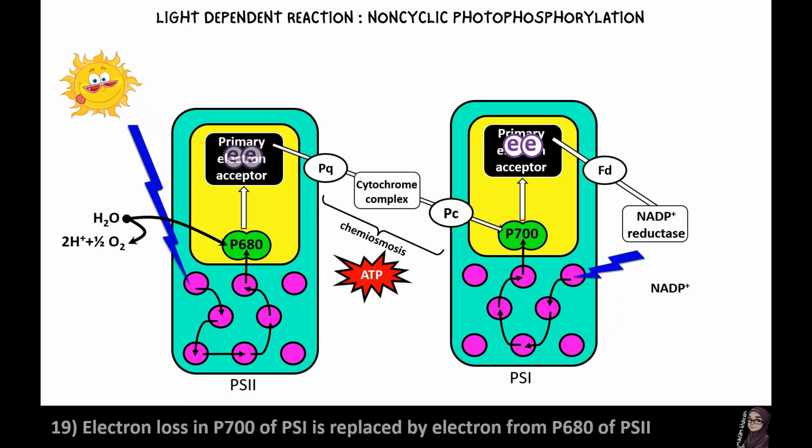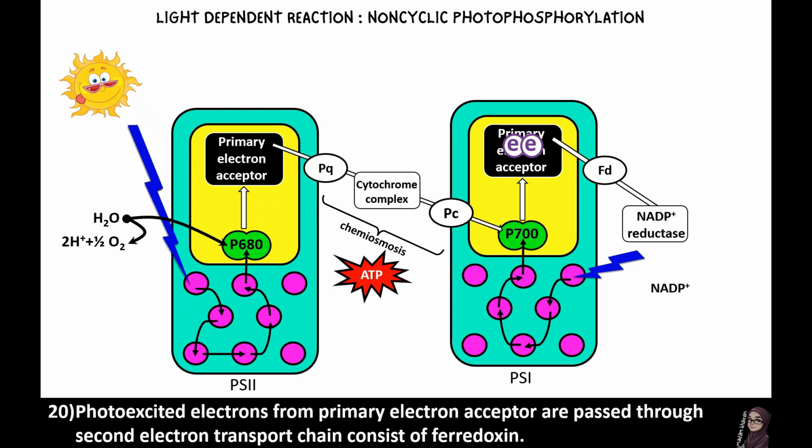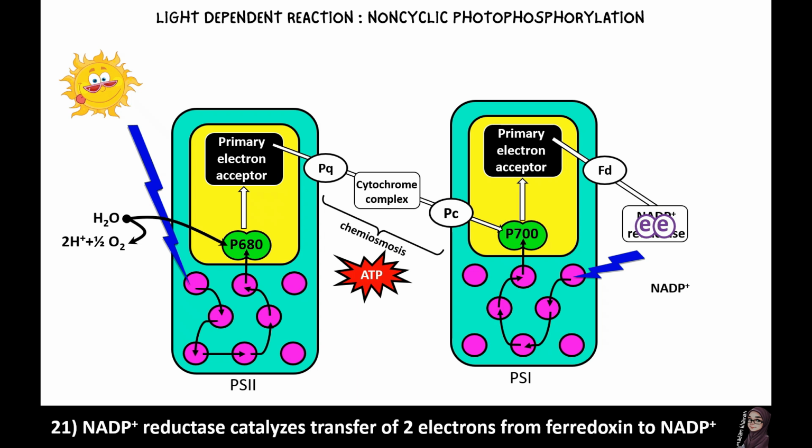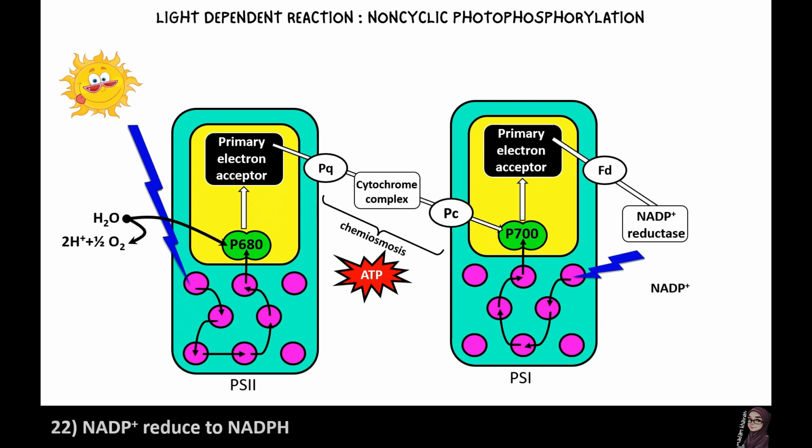The electron loss in P700 of PS1 is replaced by electrons that come from P680 of PS2 through the first electron transport chain. Then, the photoexcited electrons from the primary electron acceptor are passed through a second electron transport chain consisting of ferredoxin. Finally, the enzyme NAD+ reductase catalyzes the transfer of two electrons from ferredoxin to NAD+. NAD+ is reduced to NADPH.